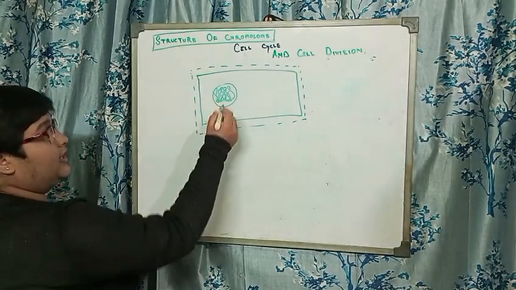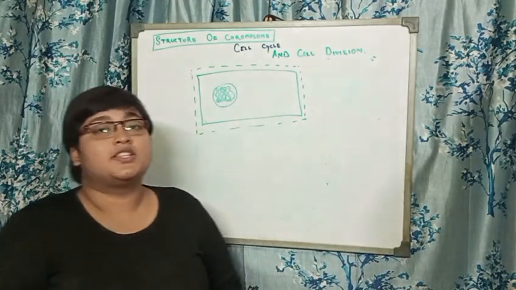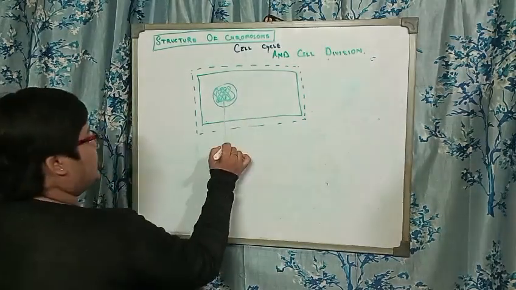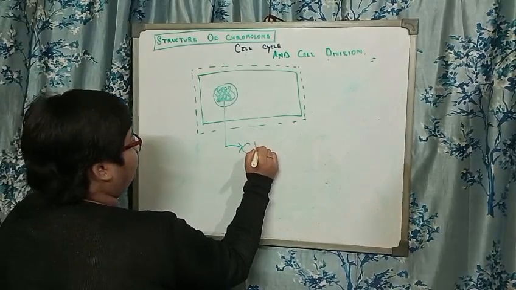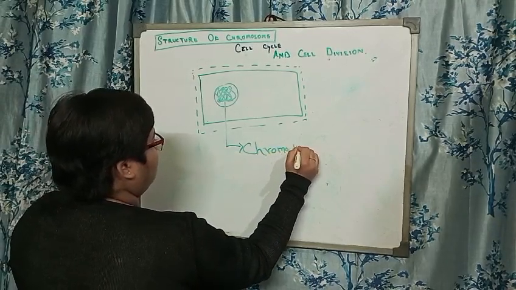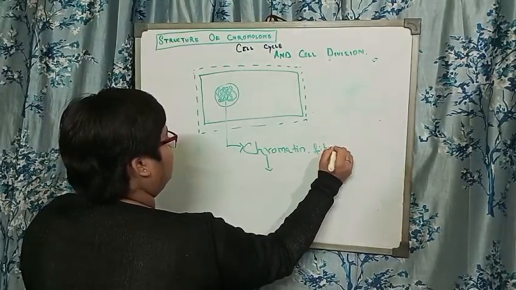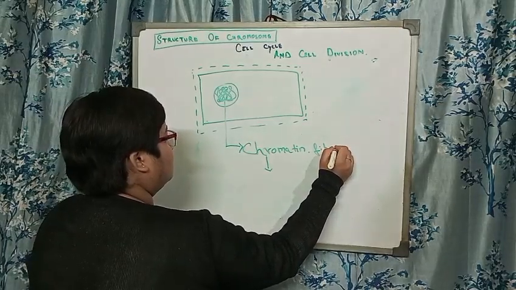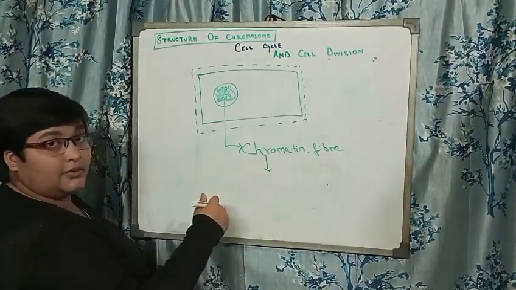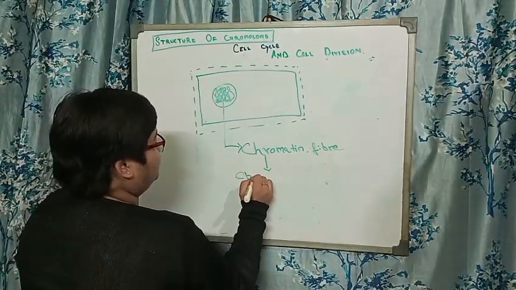Okay, so this chromatin is present. It is visible by some special kind of staining procedure. Especially it is visible during cell division, because during cell division this chromatin condensed and formed chromosome. It is chromatin fiber. And during cell division, this condensed and formed chromosome.